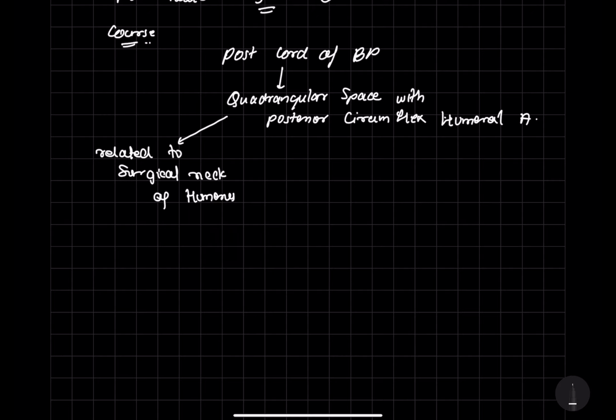It means that while you are doing a surgery and you reach the surgical neck of the humerus, and you want to move towards the axillary nerve, then you would reach the medial side of the surgical neck of the humerus to find this particular nerve.